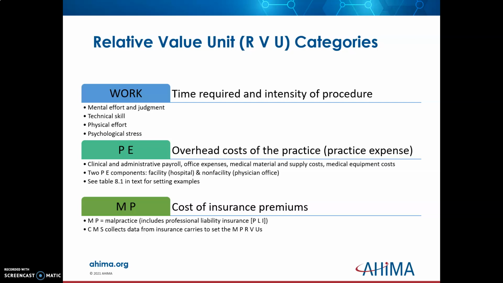Lastly, malpractice is the cost of insurance premiums for the physician. It includes professional liability insurance, and CMS collects data from insurance carriers to set the malpractice RVUs. All three of these things are taken into account when determining the RVU for each procedure.